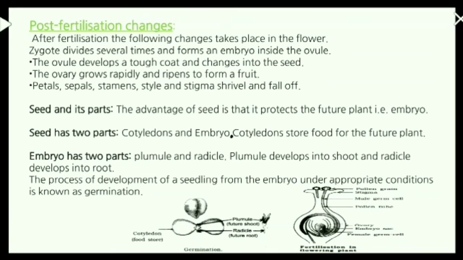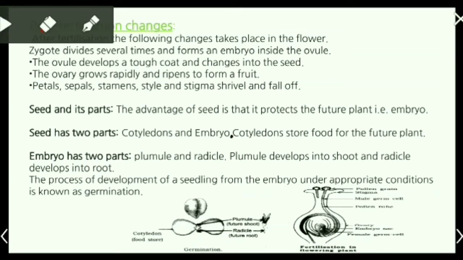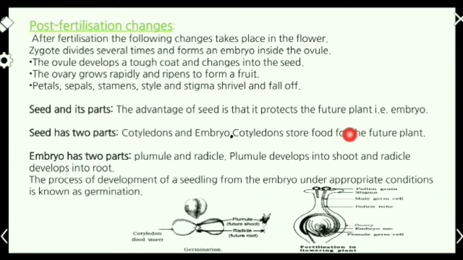The seed and its parts. The advantage of a seed is to protect the future plant, its embryo. The seed has two parts, the cotyledon and the embryo. The cotyledons store food for the future plant. Embryo has two parts, plumule and radicle. The plumule develops into the shoot and the radicle develops into the root. The process of development of a seedling from the embryo under appropriate conditions is termed as germination.